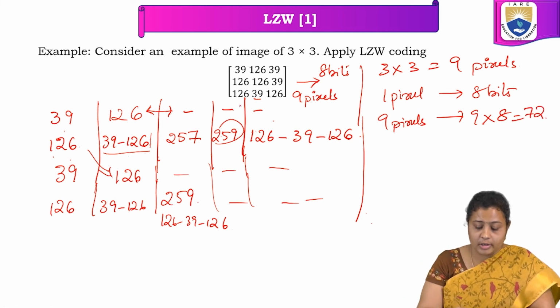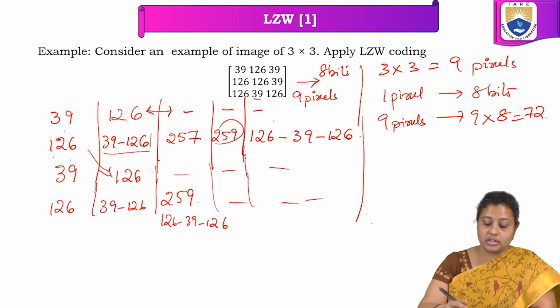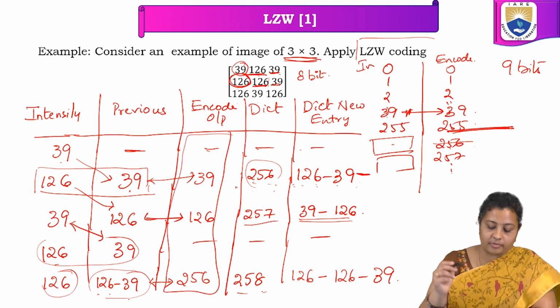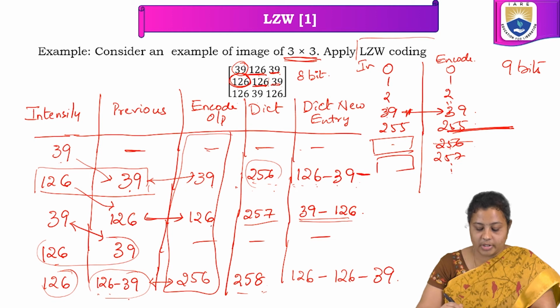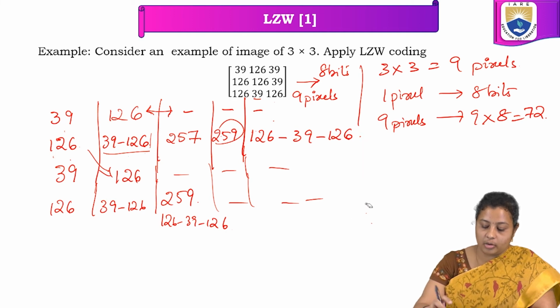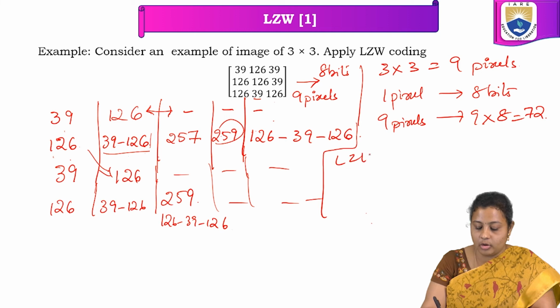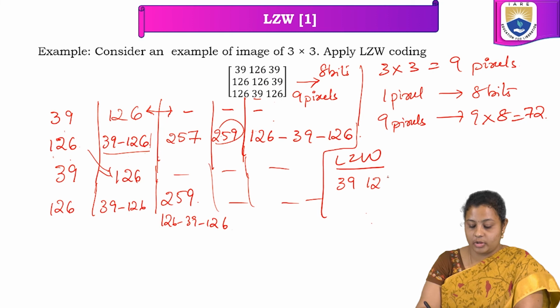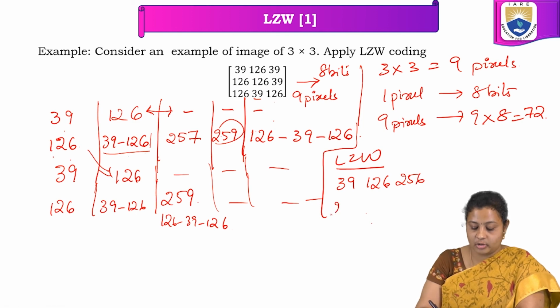Now let's observe this. I have the combination 39. How do I code this image using LZW? I have to consider my encode output, this column I have to consider. That is equal to 39 126 256. So let me just write it using my LZW coding. Using my LZW, how is my image coded? As 39, 39, 126, 39, 126. Next, I'm coding it as 256, right? Next, I'm coding it as 257. Next, I'm coding it as 259, right?